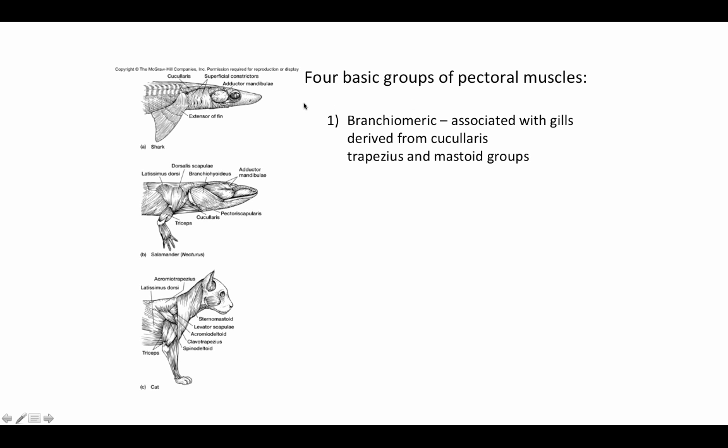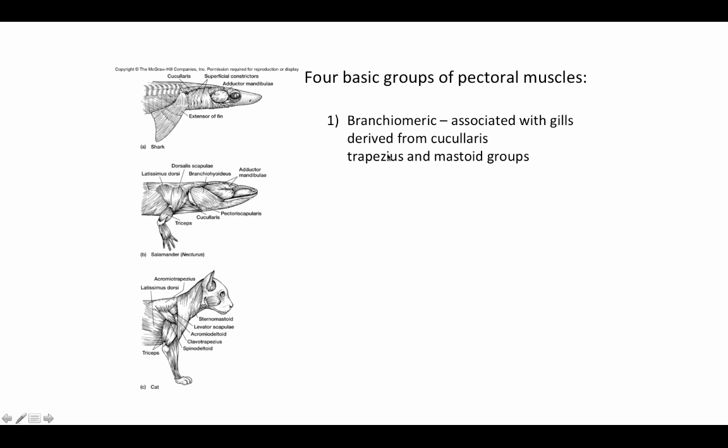These are muscles that are associated with the gills in fish. They are derived primarily from the cucullaris muscle here above the constrictor muscles for the gills, that function in fish in elevating the entire gill chamber. So hopefully you saw that in your shark lab. And the muscles that are derived from this cucullaris muscle are the trapezius and mastoid groups.